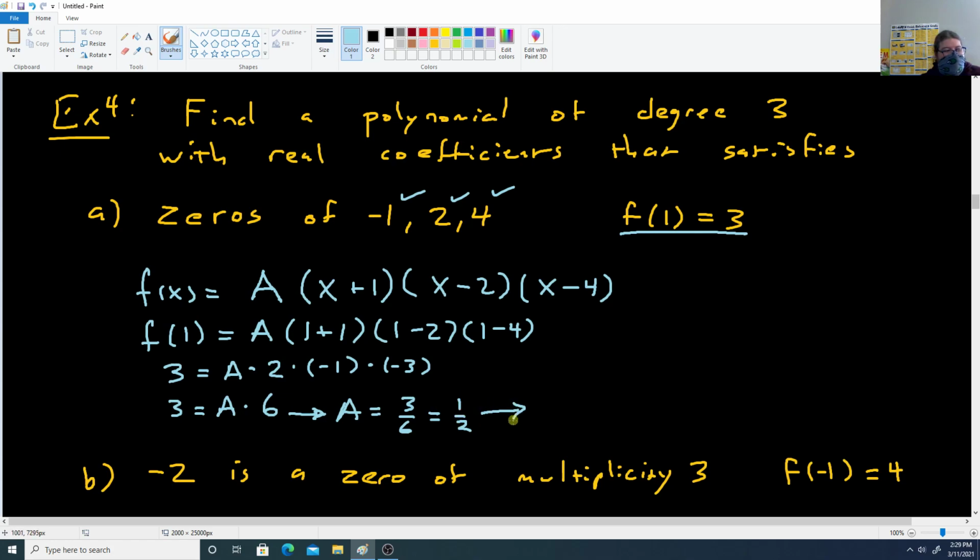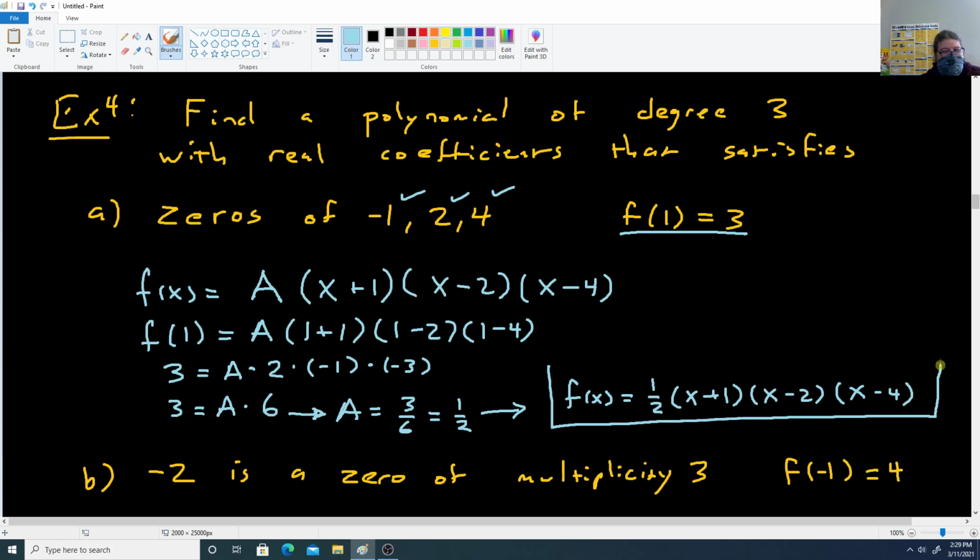So now that we know our a value is 1/2, we're going to rewrite our function. F of x equals 1/2, plugged in for the a value, times the first factor times the second factor times the third factor. This thing is degree 3 because we have 3 linear factors, and each of those 3 linear factors will produce a 0. It'll produce the 3 zeros we wanted, and the a value being 1/2 will make f of 1 equal to 3. So we've got everything that the statement wanted us to do.